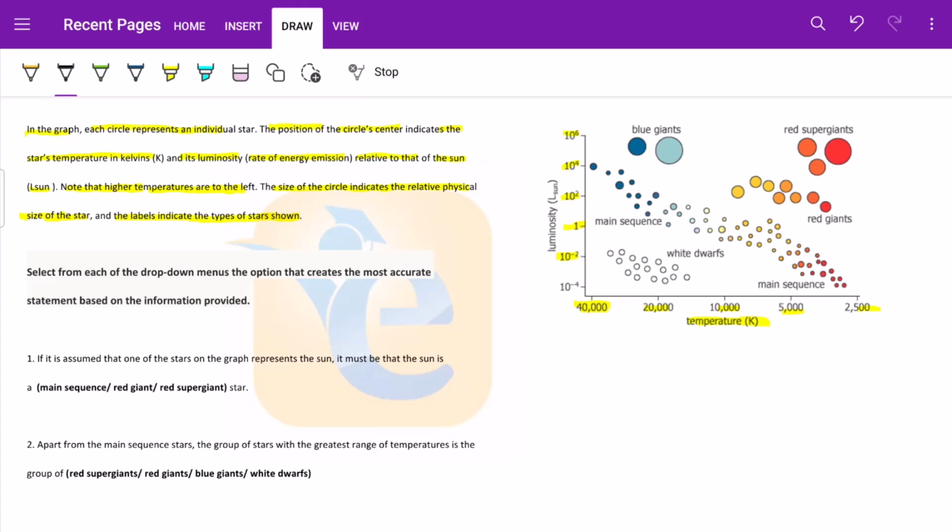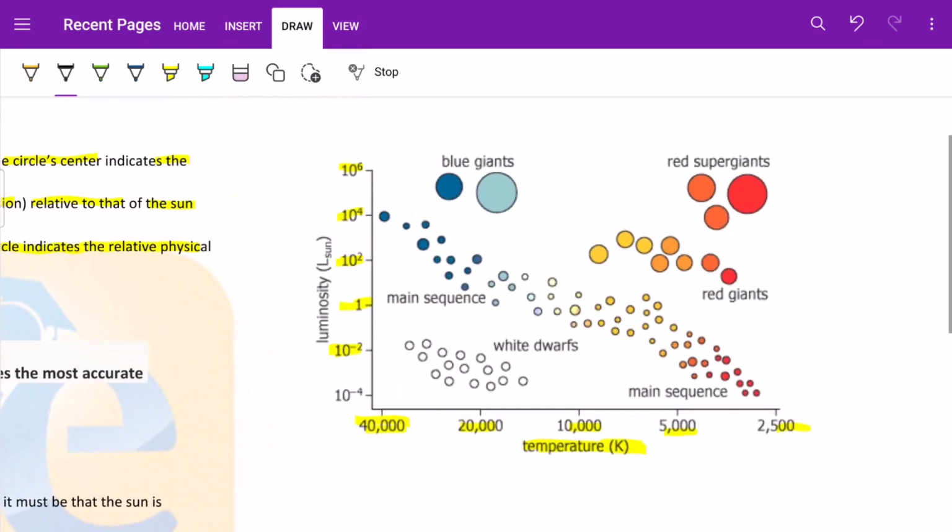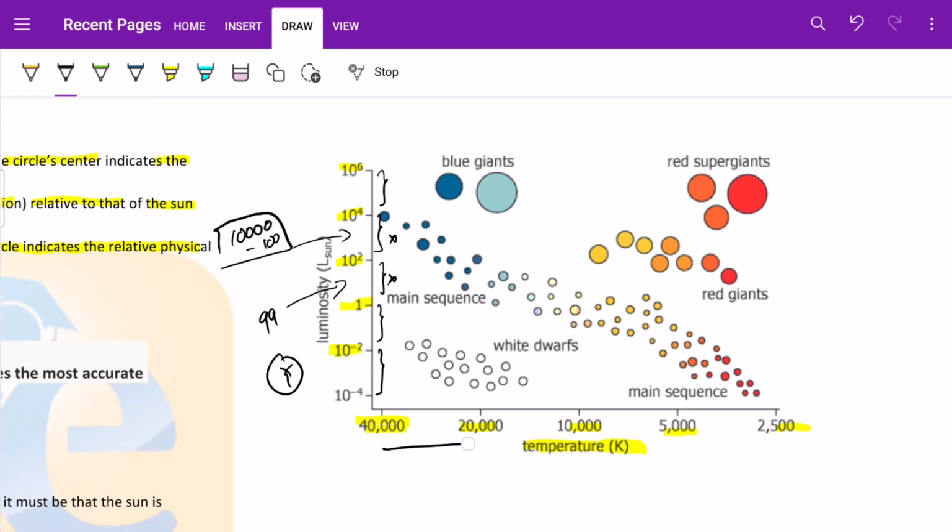Makes sense. Now what I would want you to look at here is, we are in a habit of seeing these as identical gaps, but are they identical gaps? The gap here is basically 99. The gap here is basically 10,000 minus 100. So these gaps are not equal on the y-axis. What about the x-axis? The gap here is 20k, the gap here is 10k, the gap here is 5k.